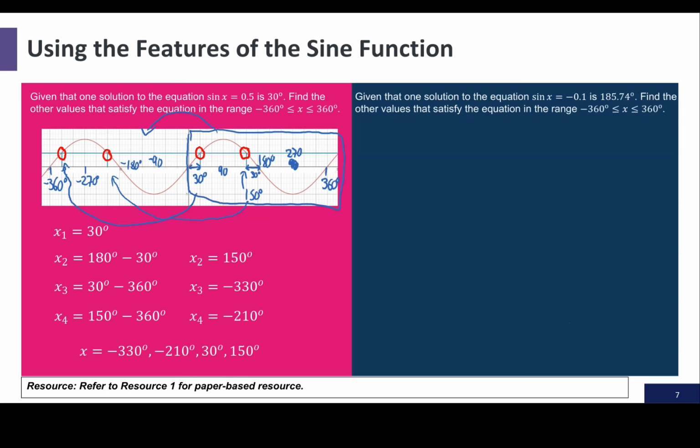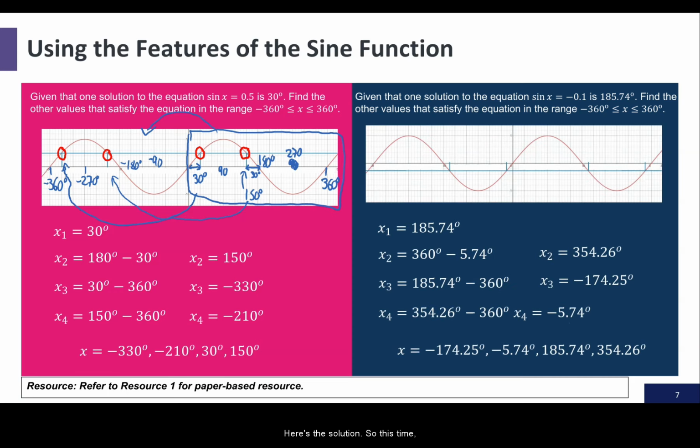Here is your question. Pause the video and have a go now. Here is the solution. So this time sine x is equal to minus 0.1. The first solution from the calculator is 185.74, which is here. Just going to zoom in.